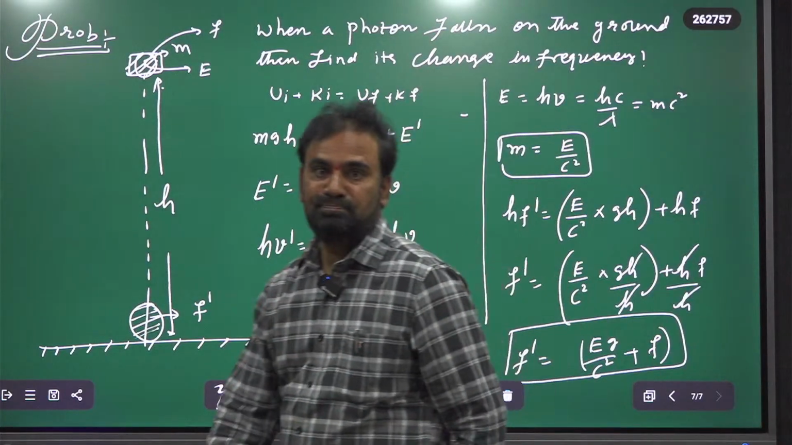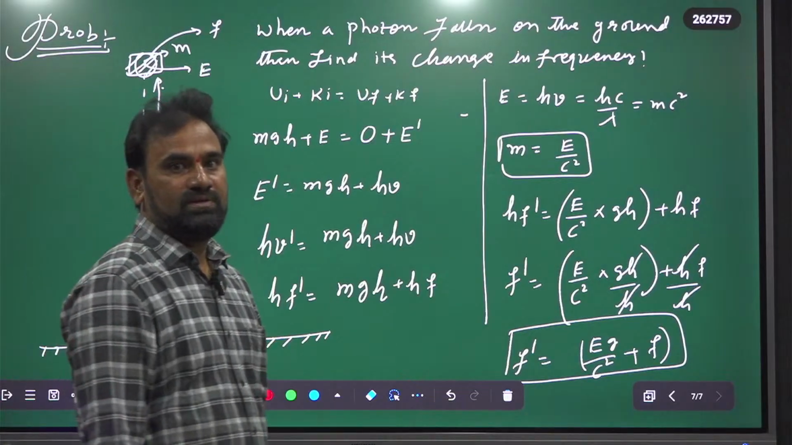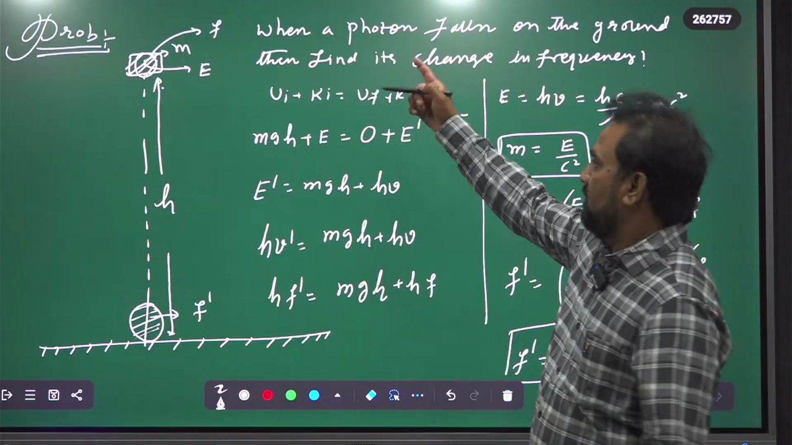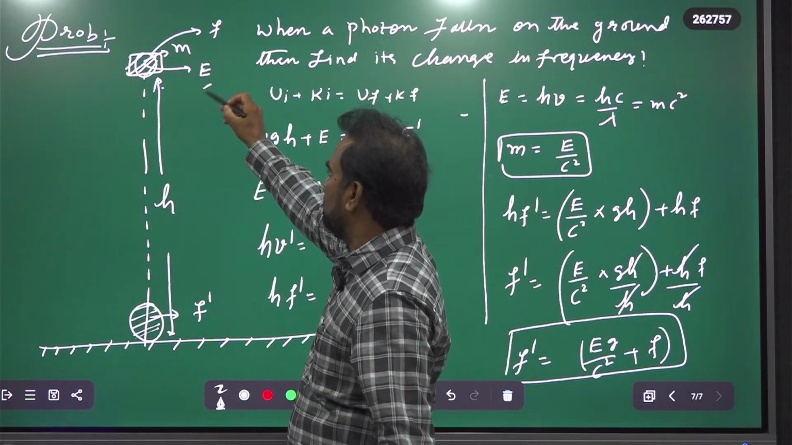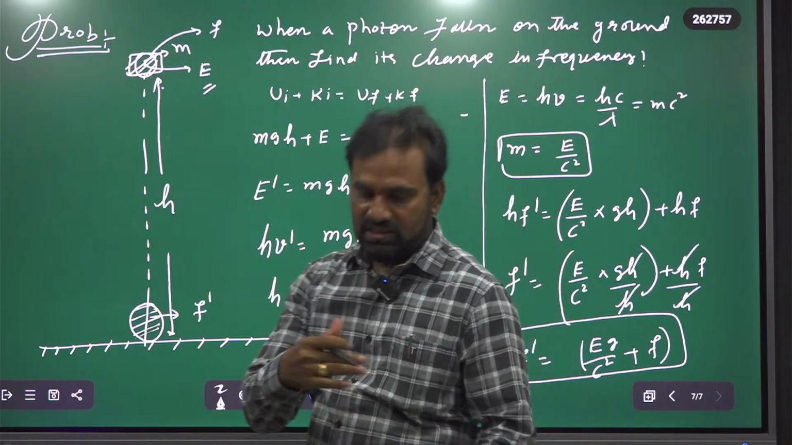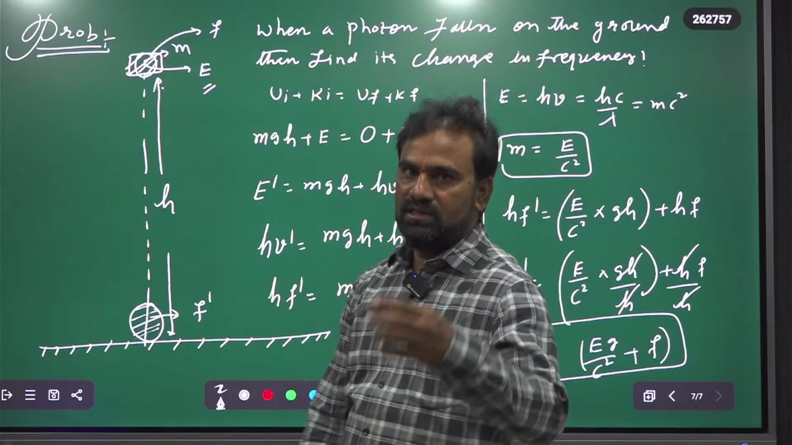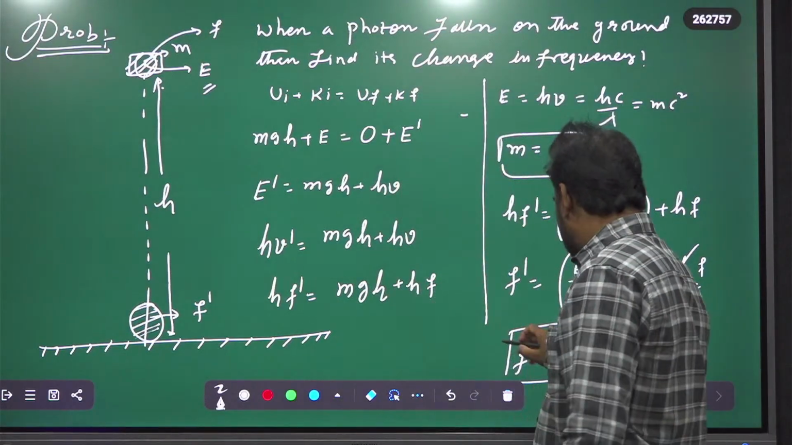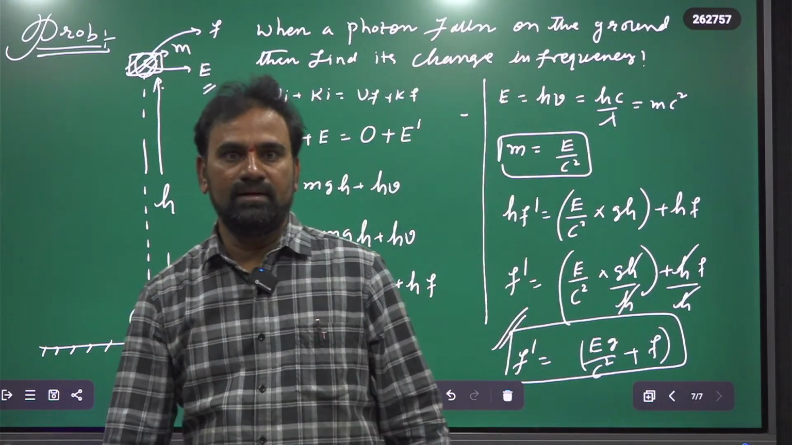Is it clear? Is it clear or not? Respond. Okay. A photon has certain height of h from the surface of the ground, and it possesses some amount of energy. When it has fallen onto the ground, then find its change in frequency. The photon's frequency, how much does it change, that also has to be found. Is it clear? Okay.